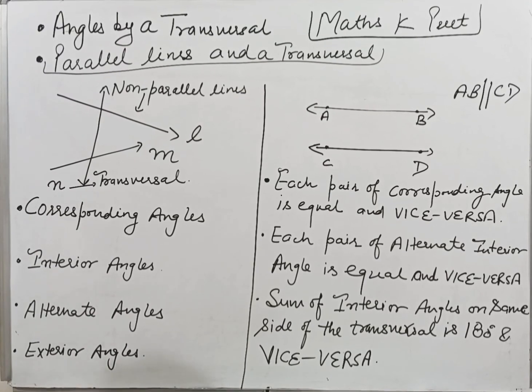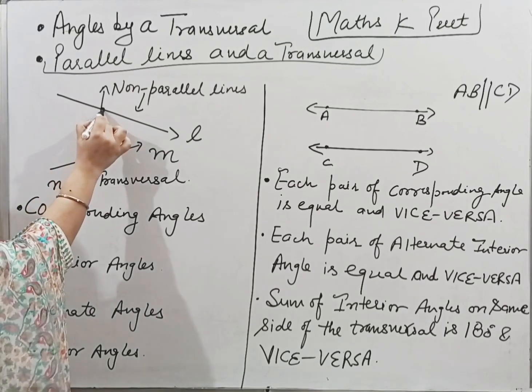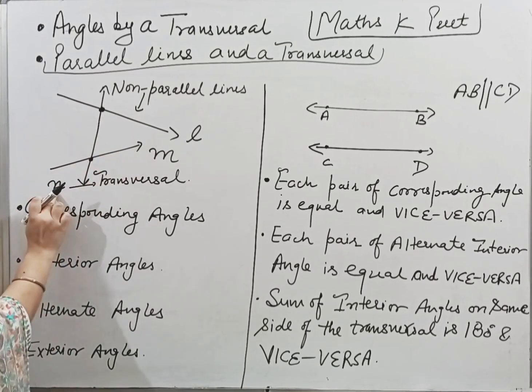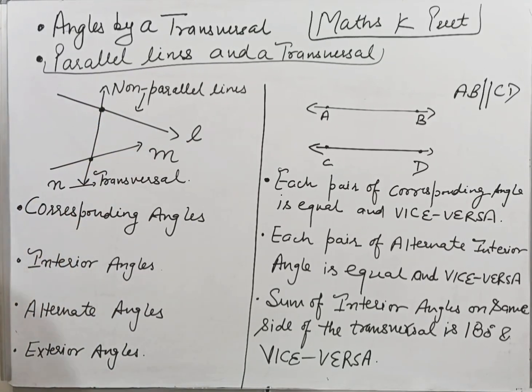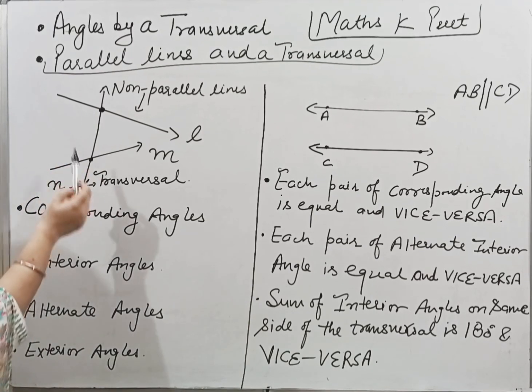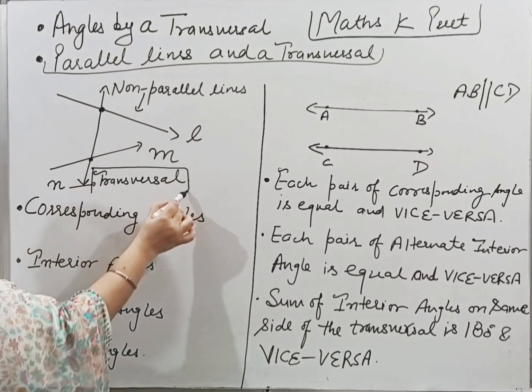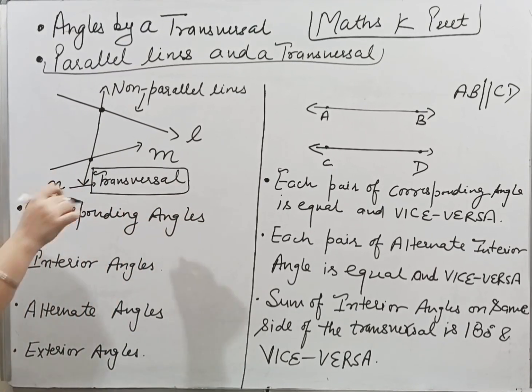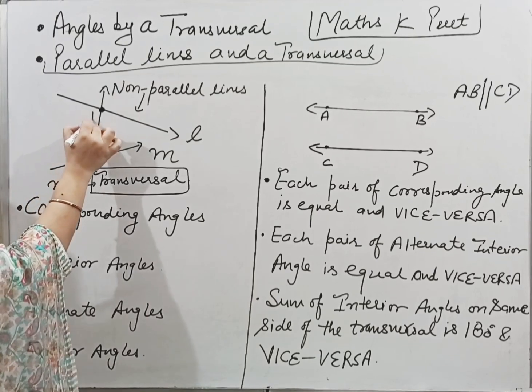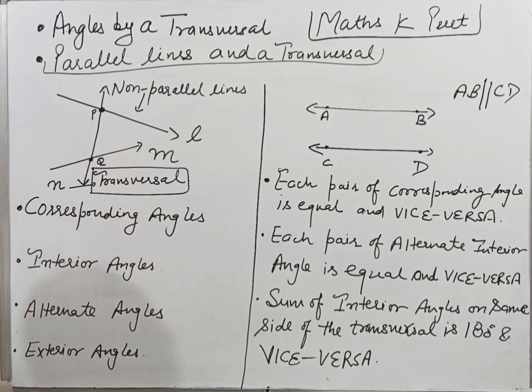If any line intersects two or more lines at distinct points, these are the points where this line N is intersecting L and M. Such a line which intersects two or more lines at distinct points is known as a transversal. So N is a transversal here because it is intersecting L and M at points P and Q. So these are two distinct points.